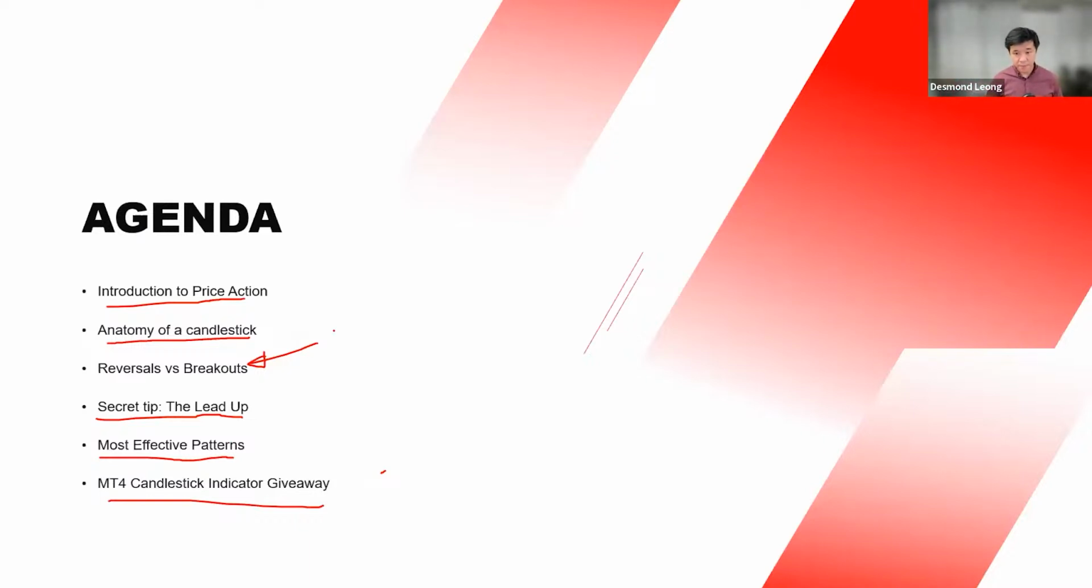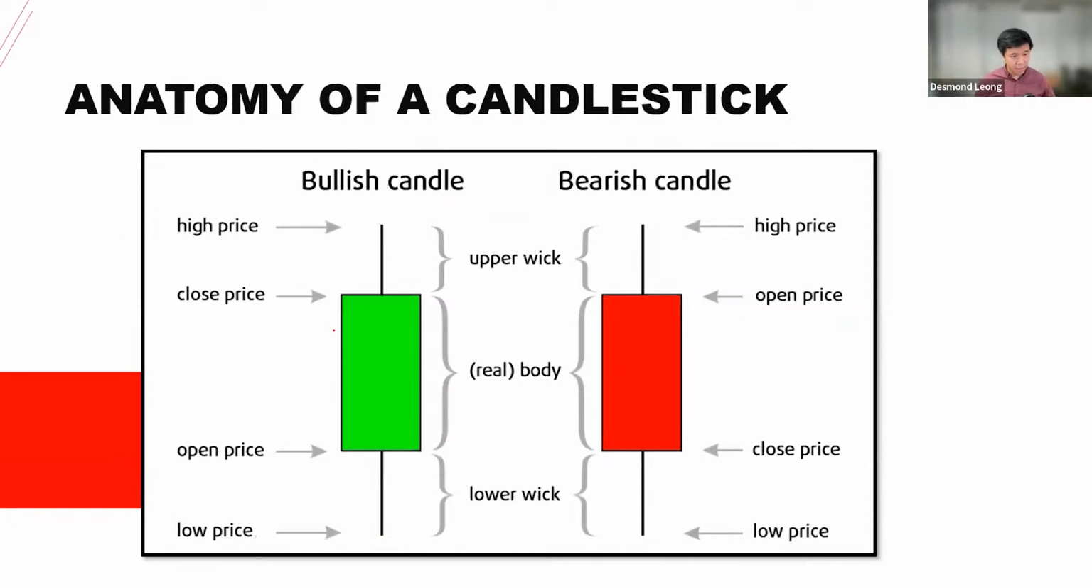Okay, now let's begin. Anatomy of a candlestick. When you look at candles, most of the time you see a bullish candle or you see a bearish candle. They are not necessarily green and red all the time. What you need to know about a candlestick is that there's an open price over here where it starts. Now, imagine the journey of a candlestick. It goes all the way to the top. This is the high of the candlestick.